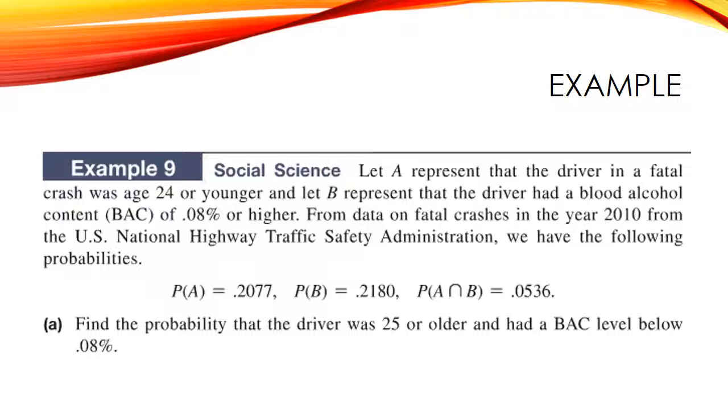The probability that they had a blood alcohol content of 0.08% or higher was 0.2180, and the probability that both are occurring at the same time is 0.0536. Part A, find the probability that the driver was 25 years or older and had a blood alcohol content level below 0.08. Okay, pause the recording, give this a try, and resume the recording to see how you did.